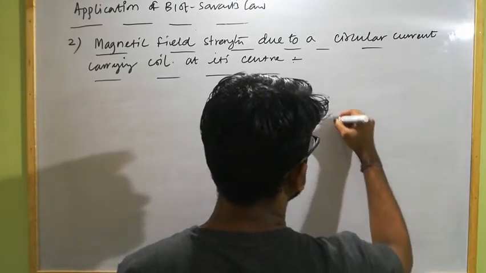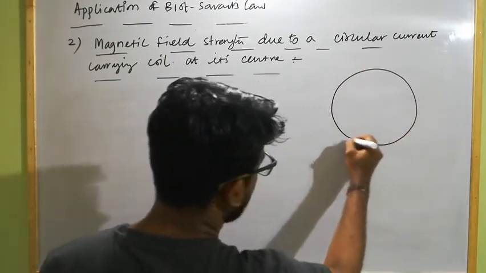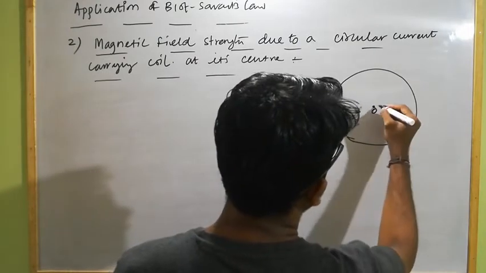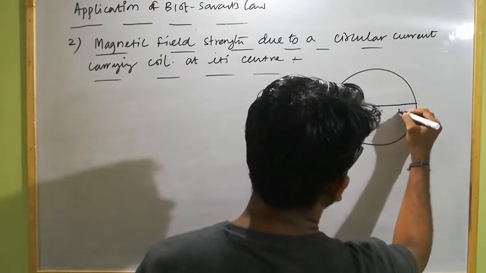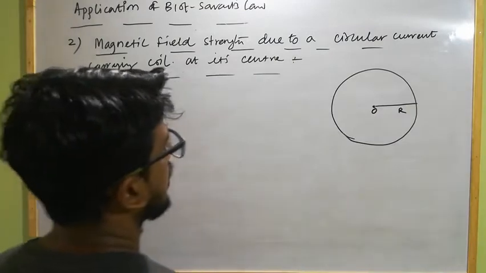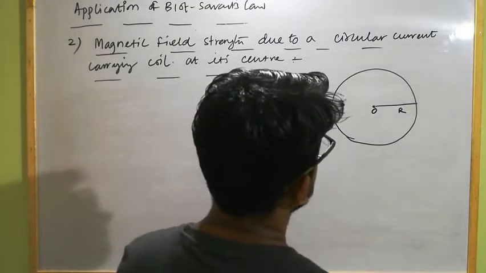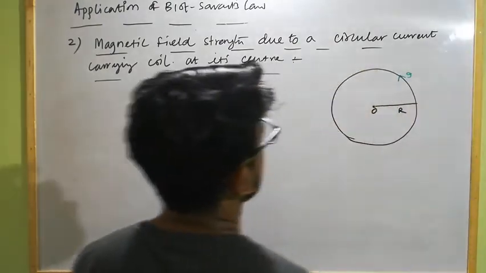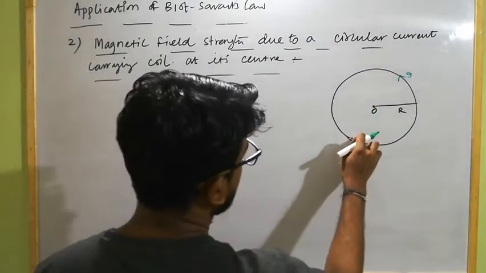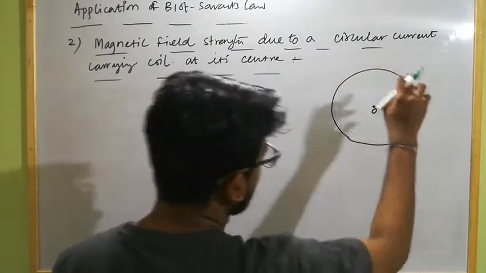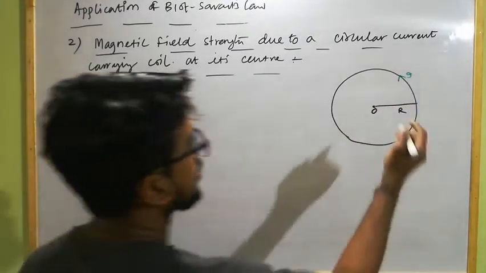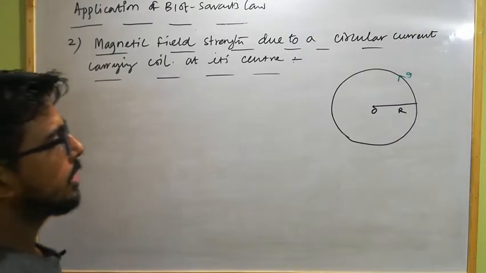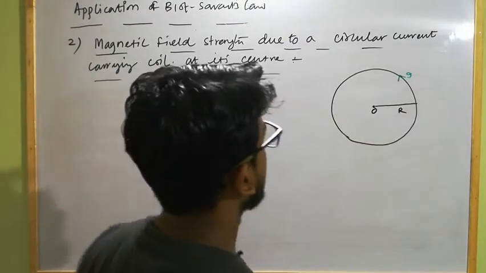So let us consider this is a circular current carrying coil. This is the center O, and the radius of the coil is R. It carries current I in this direction. We have to find the magnetic field strength due to this coil at the point of observation O, the center of the coil.